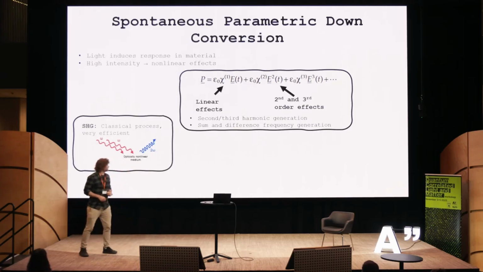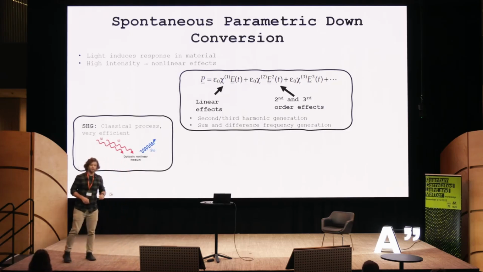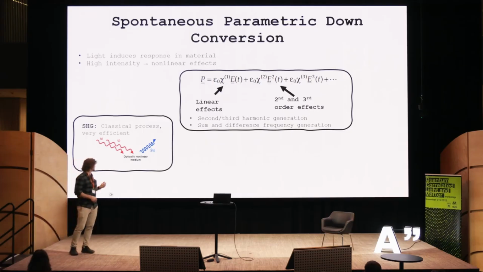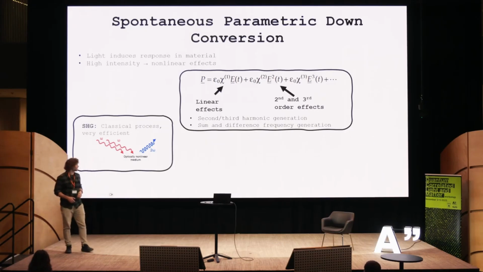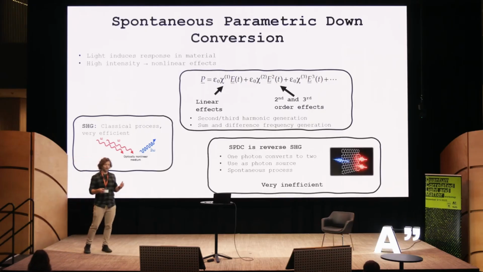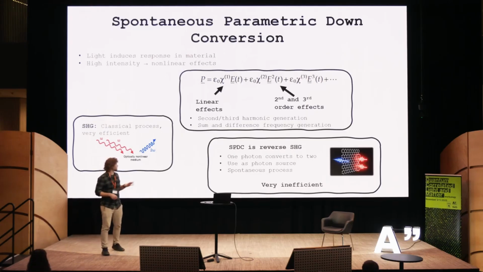Just to make sure we're all on the same page. Down conversion is a second order nonlinear process. Most people are probably more familiar with second harmonic generation, where we have an incoming light field at omega, which interacts with a nonlinear medium, generating a field at 2 omega. Down conversion is essentially the same process, just in reverse. We have one high energy photon at omega, which spontaneously down converts into 2 lower energy photons at omega over 2 in that case.